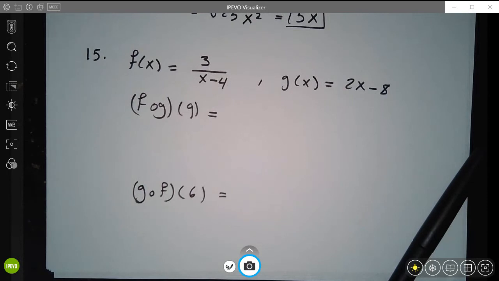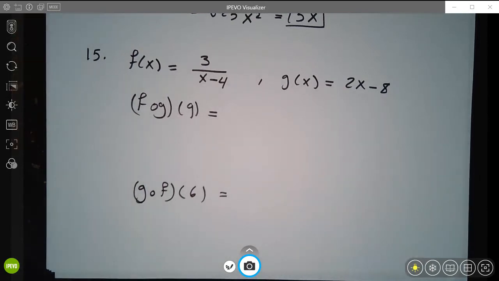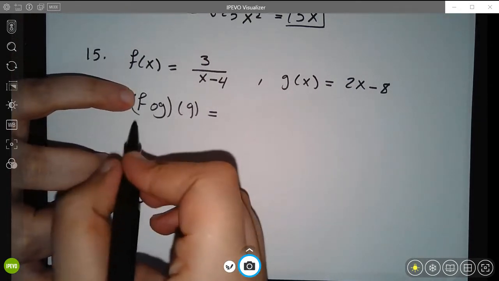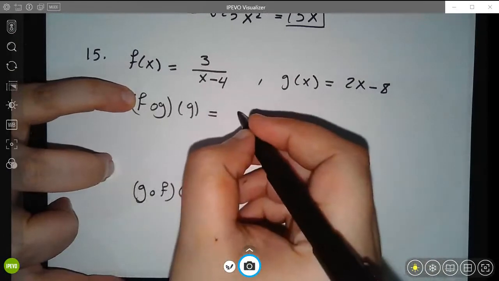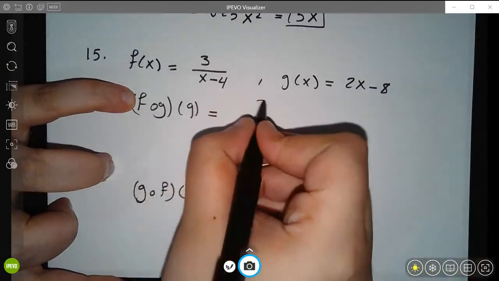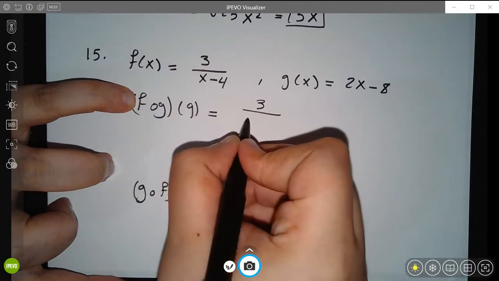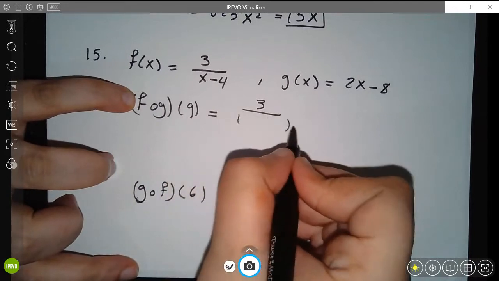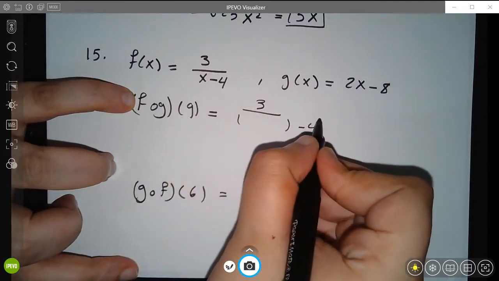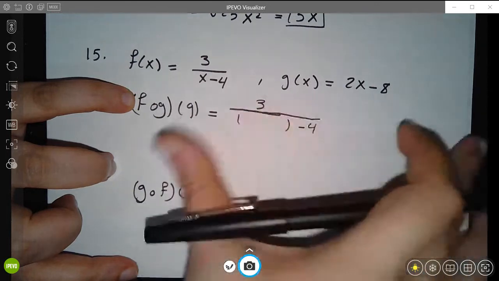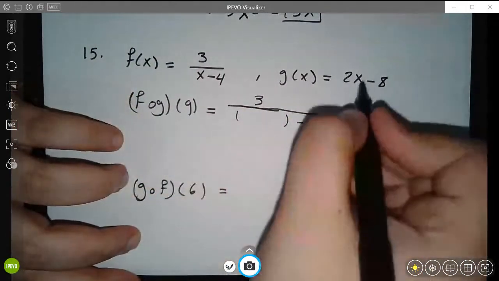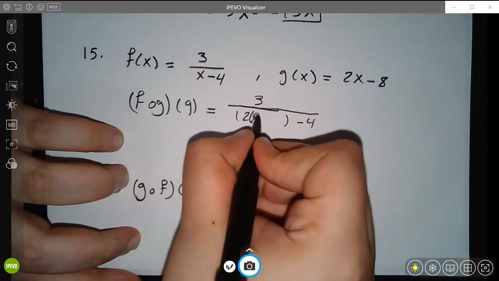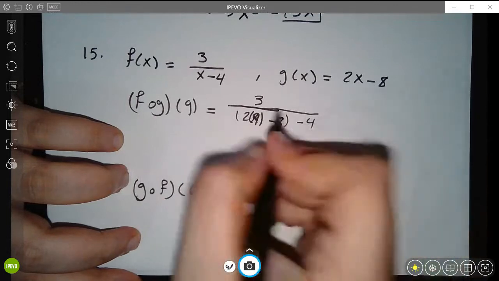Alright, you guys, let's try it together. Here we go. For the first one, it's a composition of F and G, where G is going to be inside of F. So we have, I'm going to write that first, 3 over x of g, so big parentheses for x, and then minus 4. I'm going to extend this to be really long. Now, 2x, oops, instead of x, I'm supposed to enter 9. So 2 times 9 minus 8 goes in here.